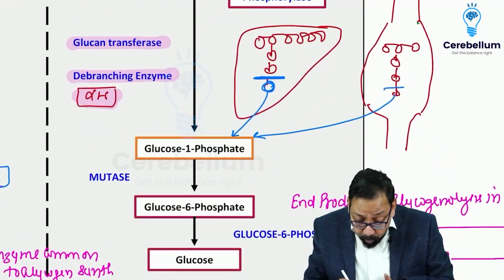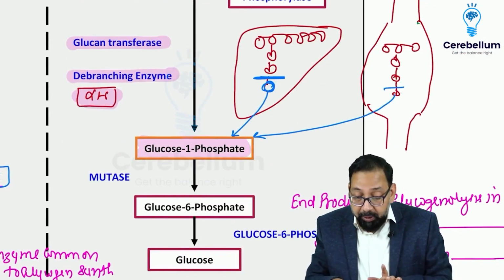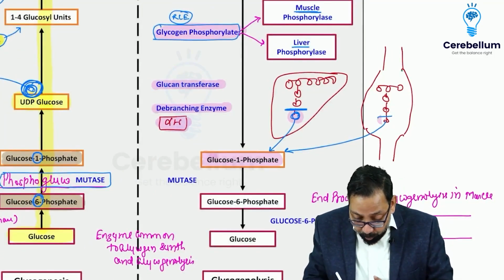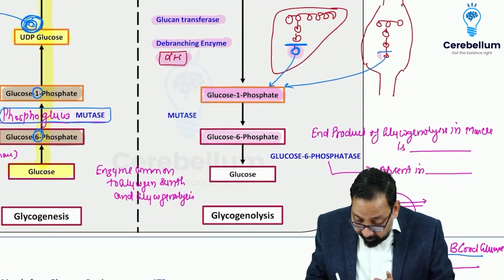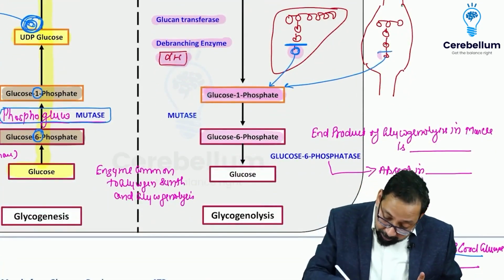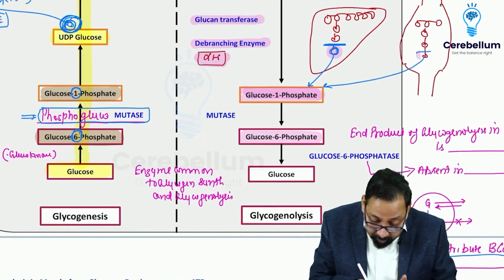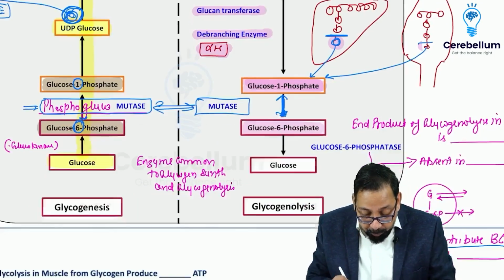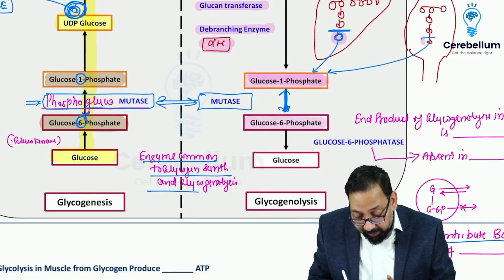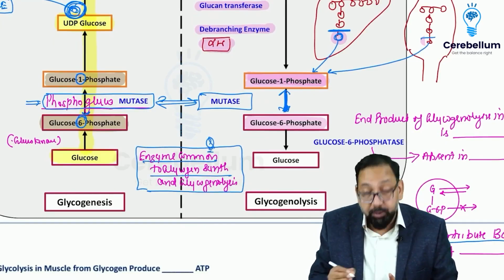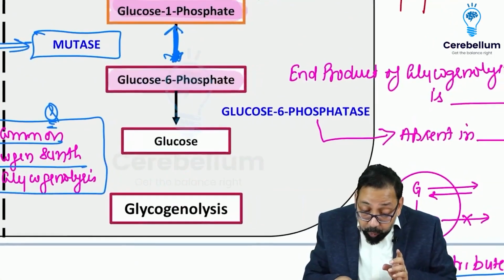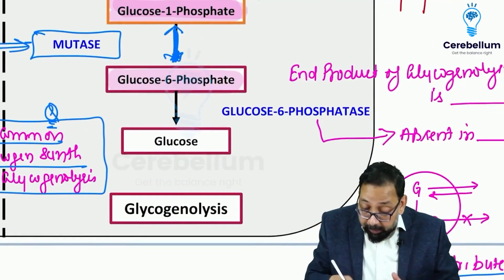Now glucose 1-phosphate is produced. Both in muscle and liver, glycogen phosphorylase releases glucose as glucose 1-phosphate. This is converted to glucose 6-phosphate by the same enzyme, mutase, and this is a reversible reaction. So mutase or phosphoglucomutase is common to both glycogen synthesis and glycogenolysis. The enzyme common to both is phosphoglucomutase. This glucose 6-phosphate is the end product in muscle.